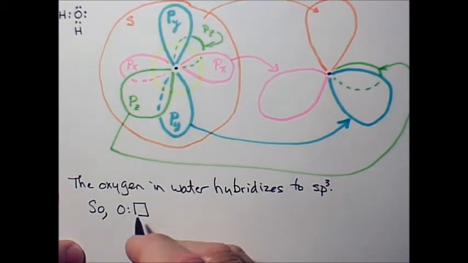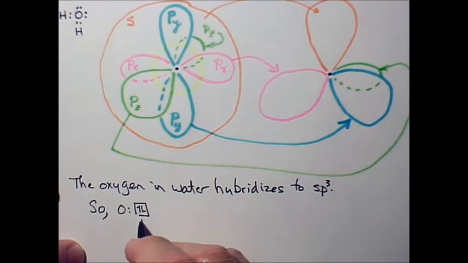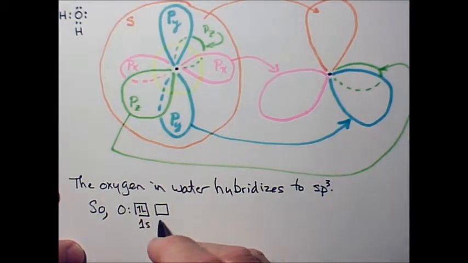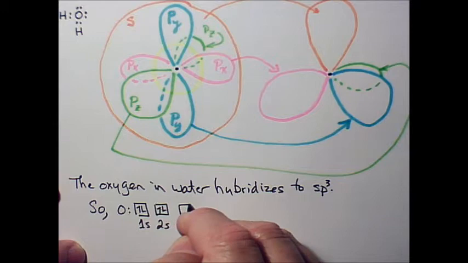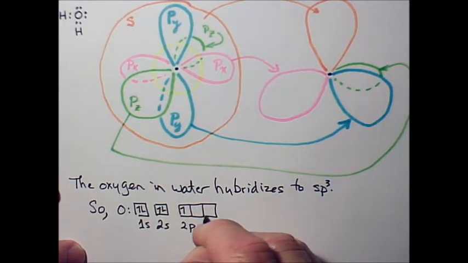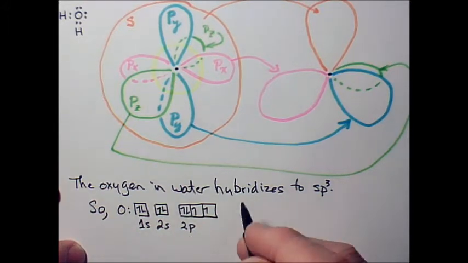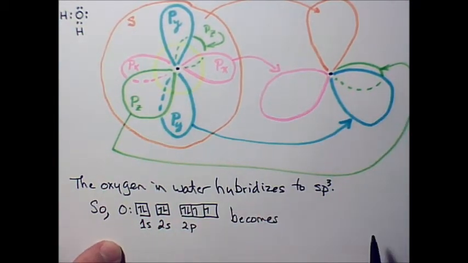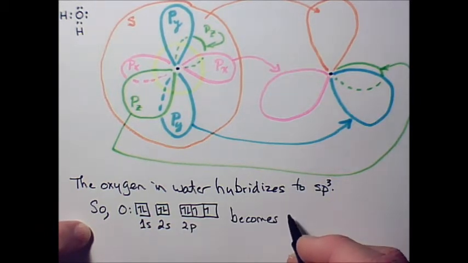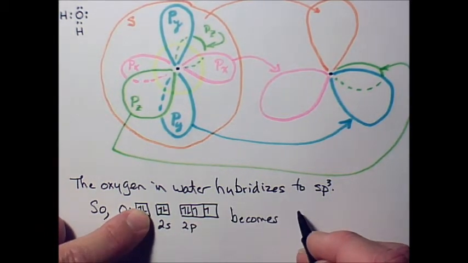Going back to our orbital notation, oxygen had this orbital notation, and it becomes an orbital notation that looks something like this. Now, if you're watching the video, we're not going to arrange these orbitals in energy stages. We're just going to arrange them horizontally for this class at this time. So what happens is the s and p orbitals become a new set of orbitals here.